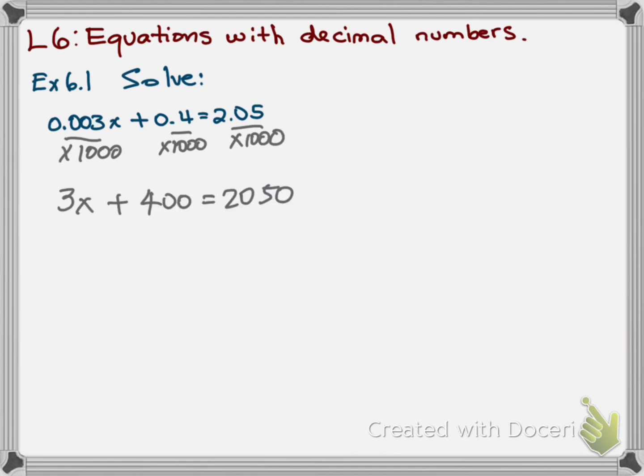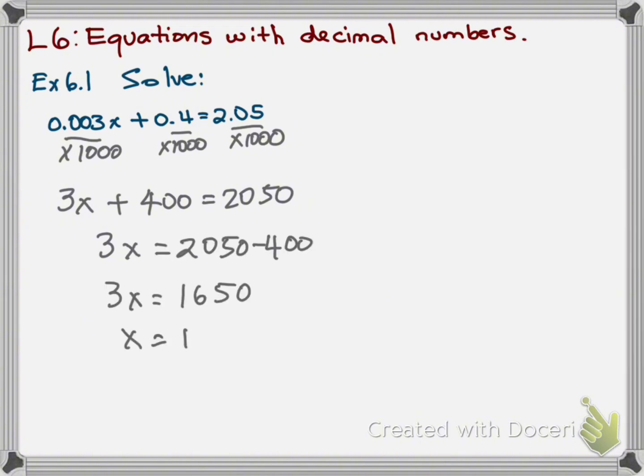When we do that, we get 3x plus 400 equals 2050 if we multiply everything by 1,000. Then we want to leave the x by itself, so we pass the 400 to subtract. Then we pass the 3 to divide, and the answer is 550.